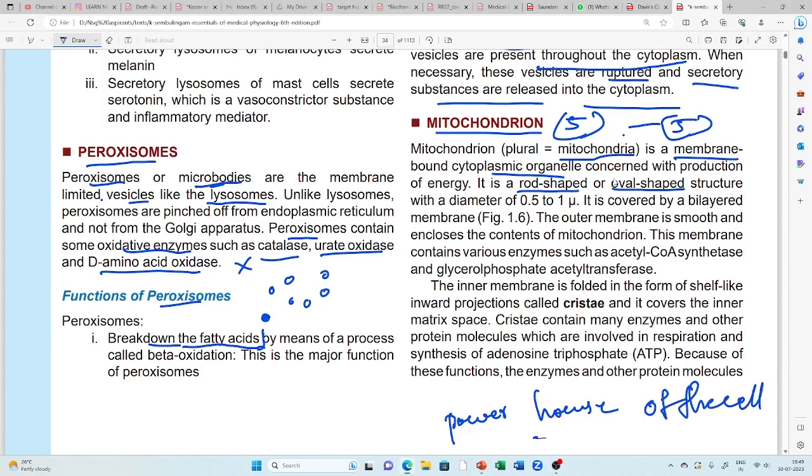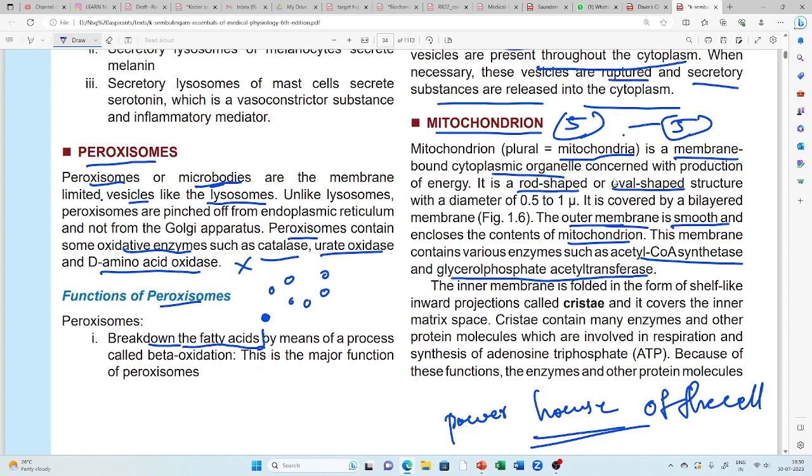Why is it known as the powerhouse of the cell? Because it produces energy. Mitochondria take part in the production of energy. Okay, and mitochondria has two layers of membrane. The outer membrane is very smooth and encloses the contents of mitochondria. This membrane contains various enzymes such as acetyl coenzyme synthetase and glycerol phosphatase. That and all you need not study.